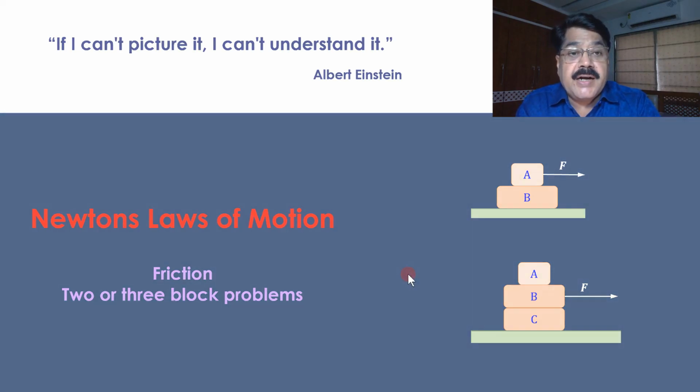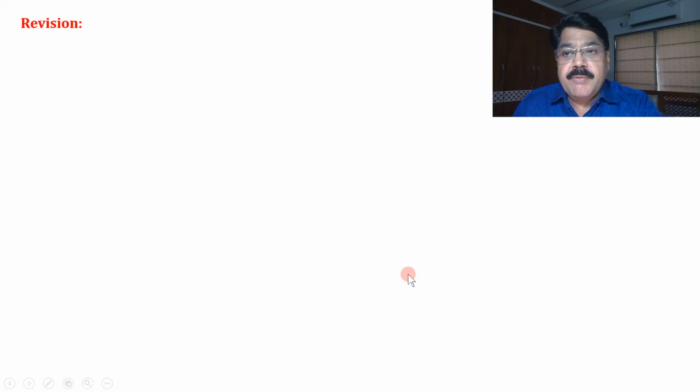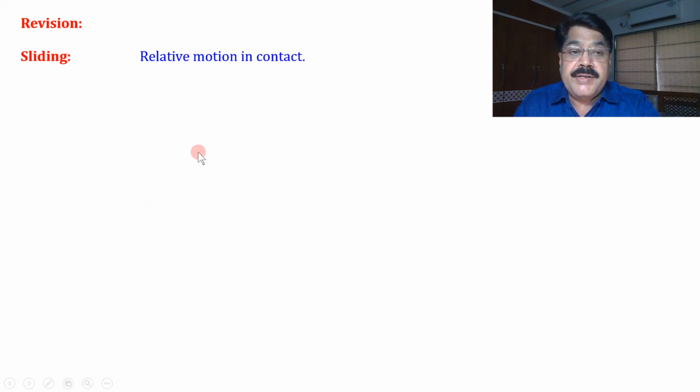So before we start with any of the problems, let us revise what we have done earlier. Especially, we have made some strategy for deciding friction and sliding. Let us see the ideas. First, a very important definition. What is sliding? Sliding is relative motion in contact. When two bodies are in contact and they have relative translational motion, they are sliding on each other.